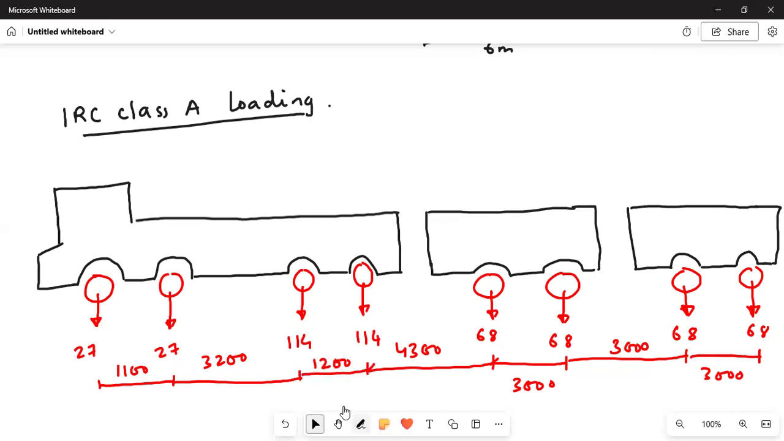Now try to understand the loading is axle load. It is not wheel load. So what is the difference between axle load and wheel load?